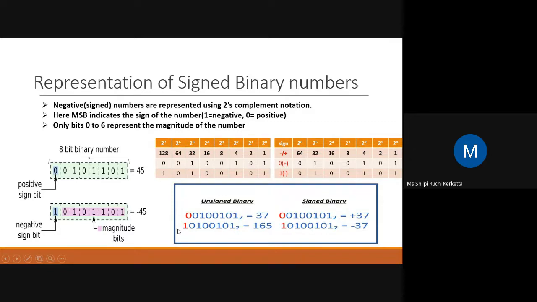But if another unsigned binary number is given as 101000101, so we will write this. All these bits are the same, so it will be 37, but we have a 1 instead of a 0 at the top, so we also have to add 128. So 37 plus 128 becomes 165. So the value of this unsigned binary number is 165.